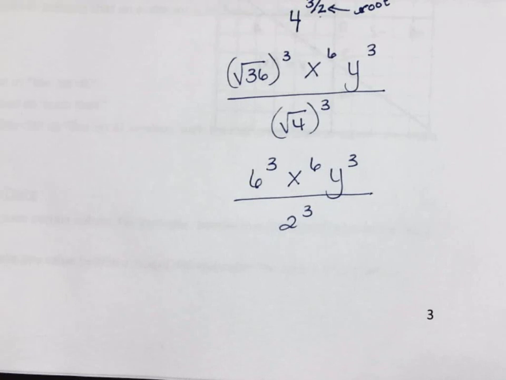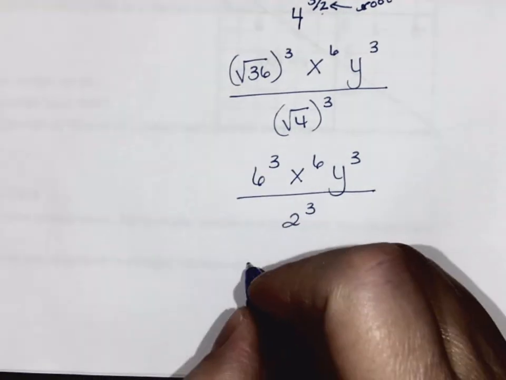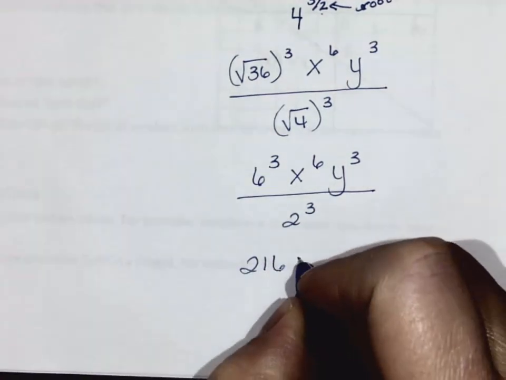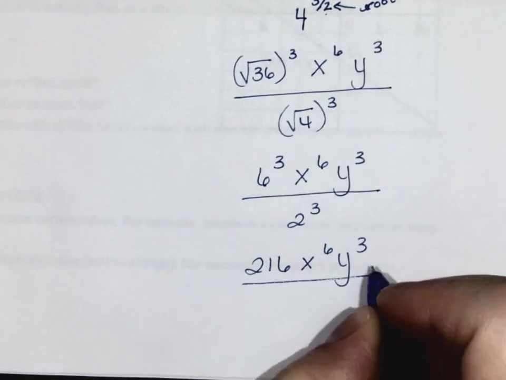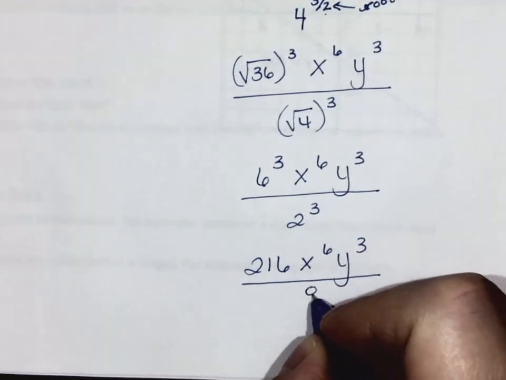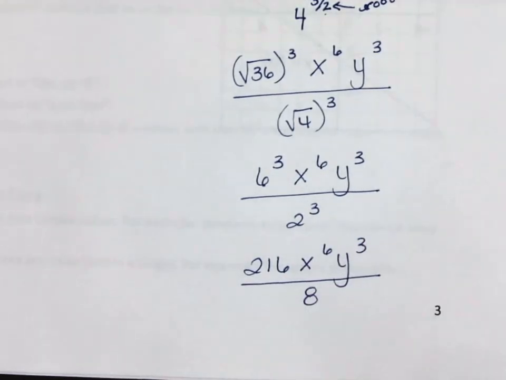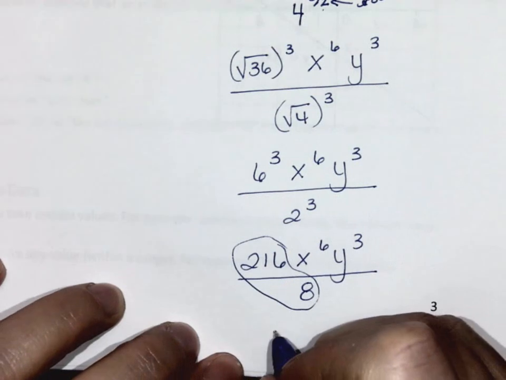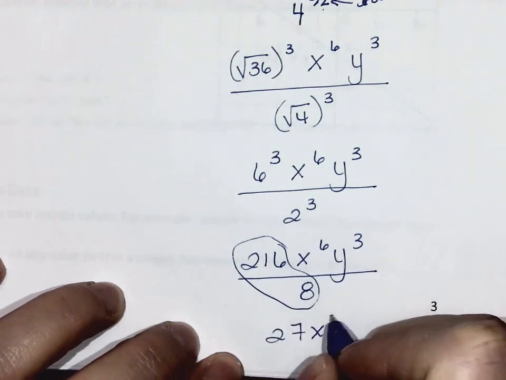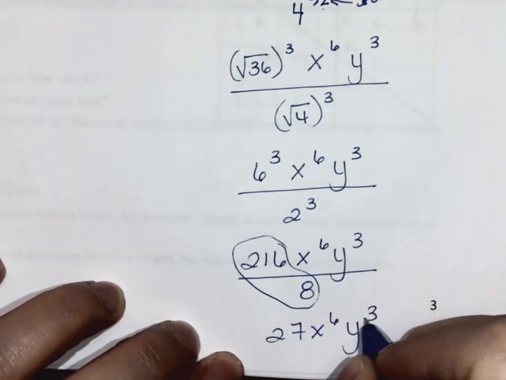So 6 to the exponent 3. I'm grabbing my calculator just because I don't want to screw this up. So that's 216 x to the exponent 6, y to the exponent 3, and I can do this one in my head. 2 cubed is 8. Now, is 216 divisible by 8? Yes, it is. So I'm going to reduce this even further. I'm going to divide those two. I'm going to get 27 x to the exponent 6, y to the exponent 3.